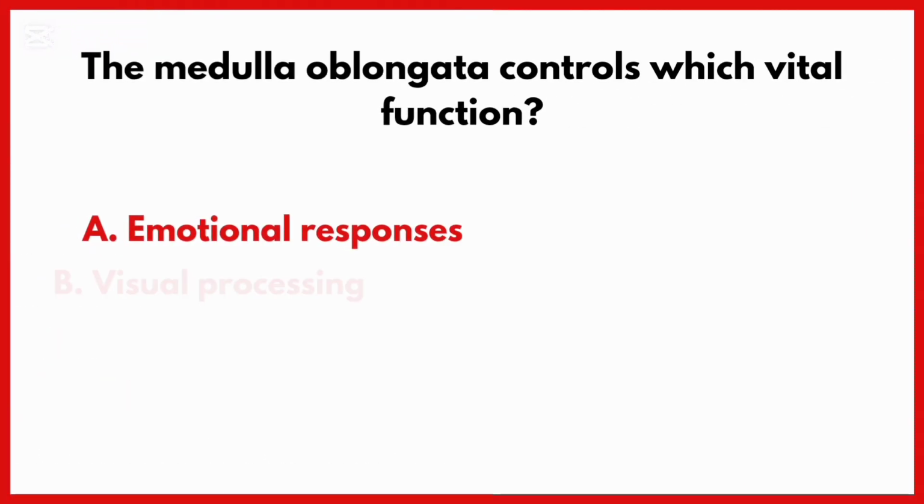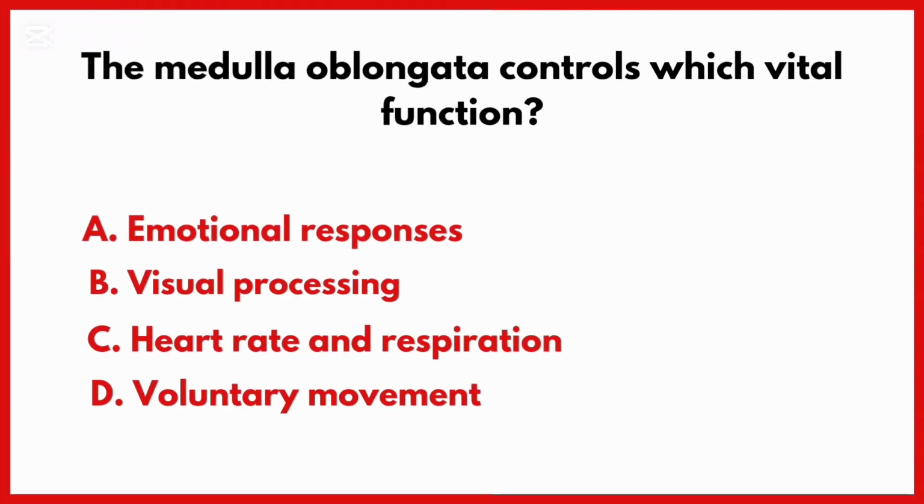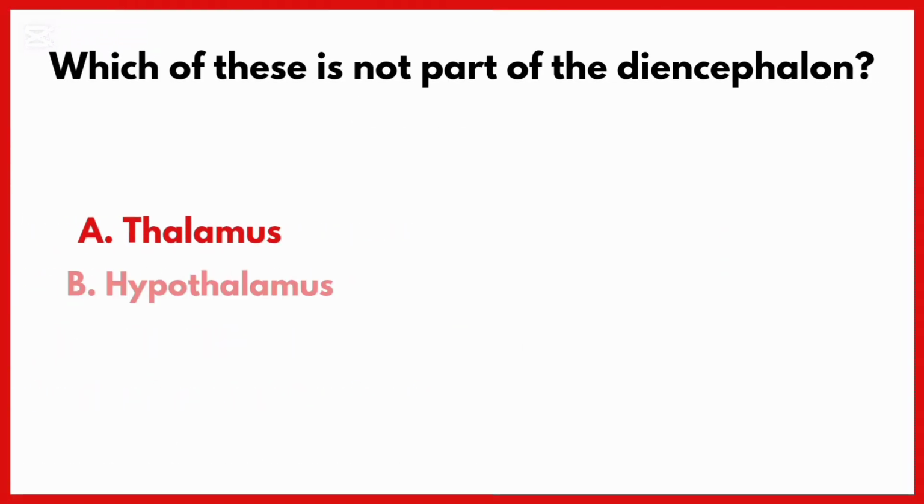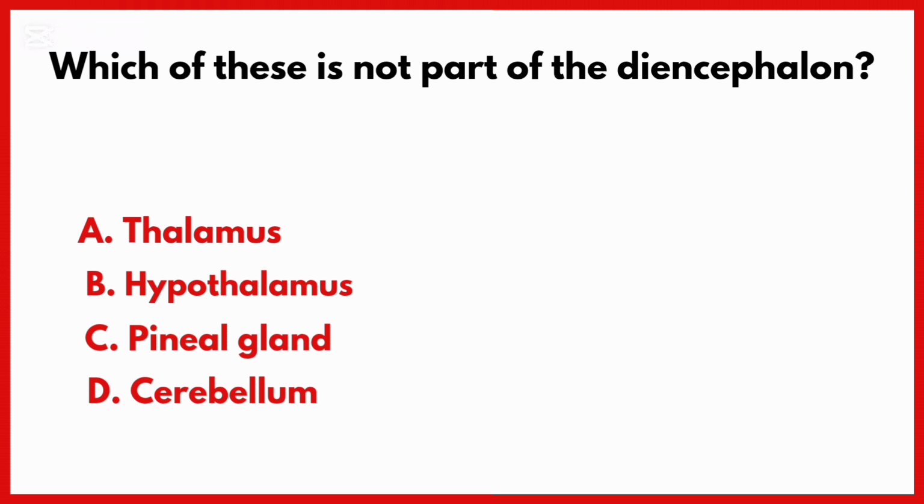The medulla oblongata controls which vital function? Correct answer is option C, heart rate and respiration. Which of these is not a part of the diencephalon? Correct answer is option D, cerebellum.